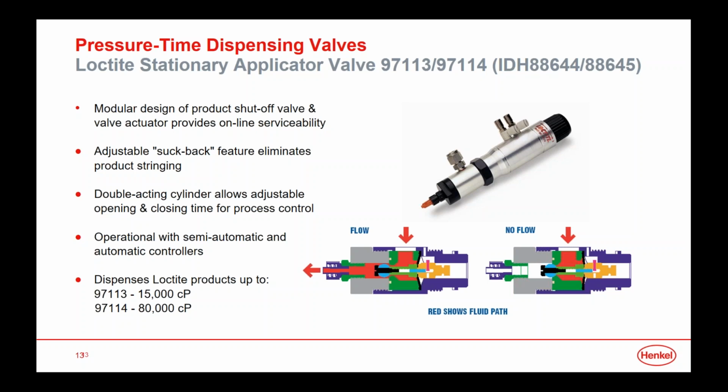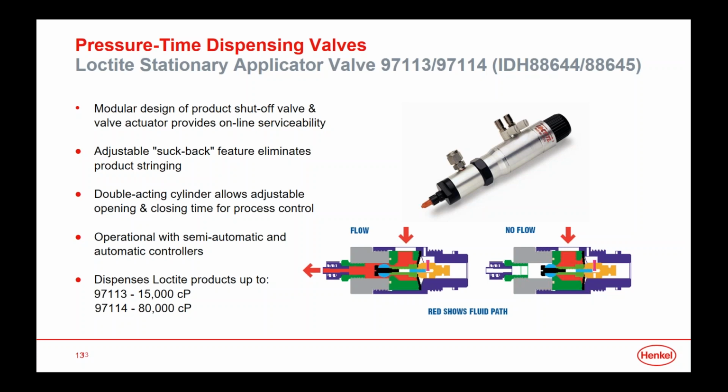So we do have, still under pressure time, higher level performance valves. One example of that is what we call our stationary valve. From our standard valves, or what we call diaphragm valves, these provide added features. One example is a suckback feature that eliminates any kind of stringing when you're dispensing your product, so you can get a better bead pattern or dot when you're dispensing out of this valve. So that's an advantage over a standard diaphragm valve.